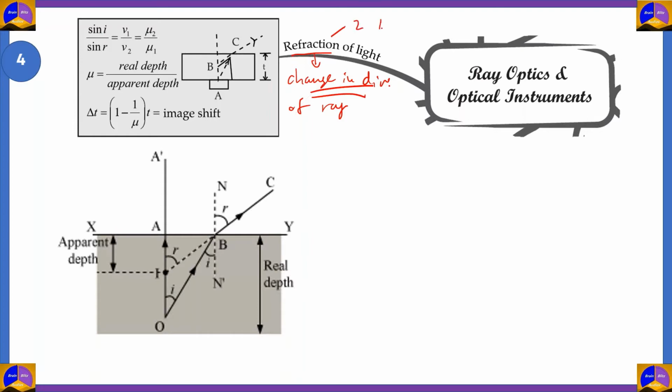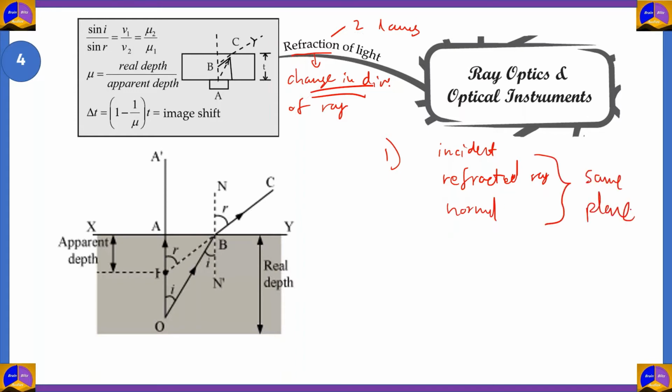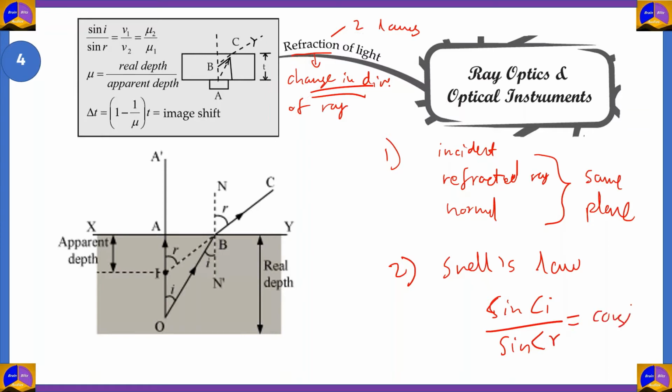Again, refraction has two laws. The first law states that the incident ray, the refracted ray, and the normal are all lying in the same plane. The second one is also known as Snell's law, and it states that the sine of the angle of incidence divided by the sine of the angle of refraction is a constant. And this constant is referred to as the refractive index.